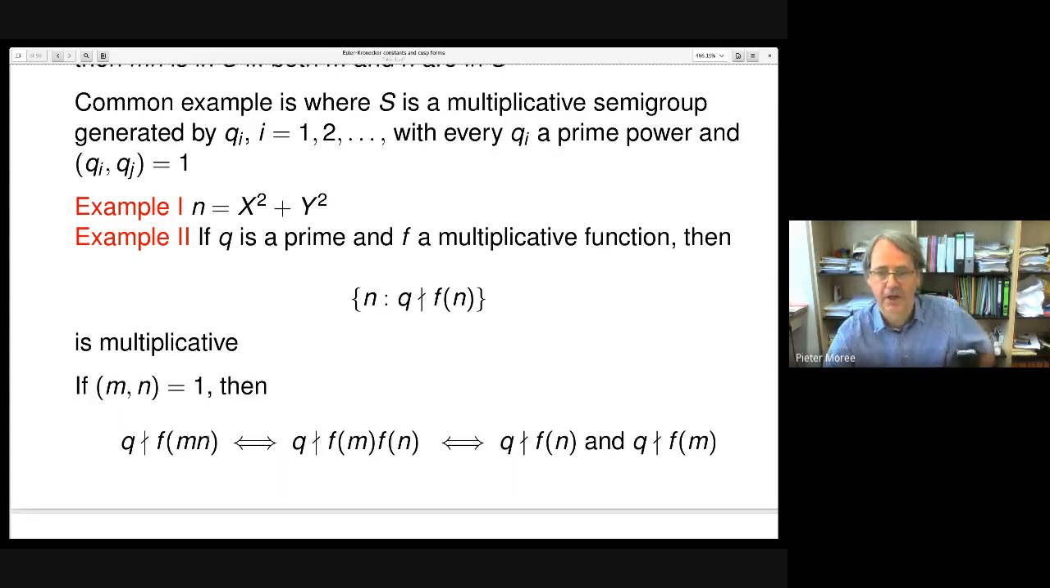So this gives you a huge class of multiplicative sets. And of course, what I didn't tell you is that tau of n is a multiplicative function. So we can take tau of n, we can take q to be any prime, and then we have a multiplicative set.